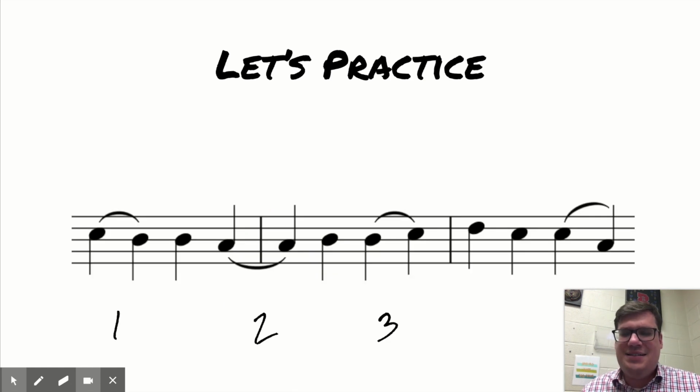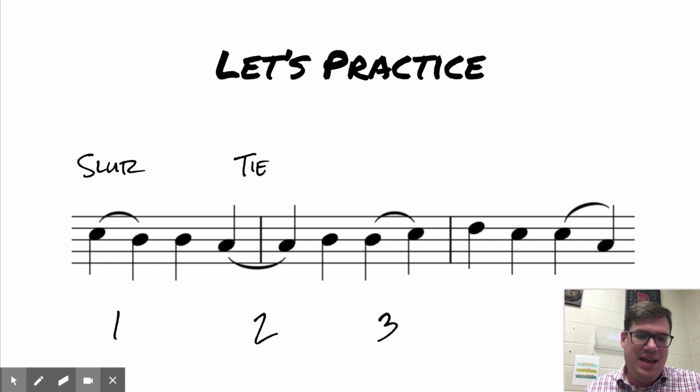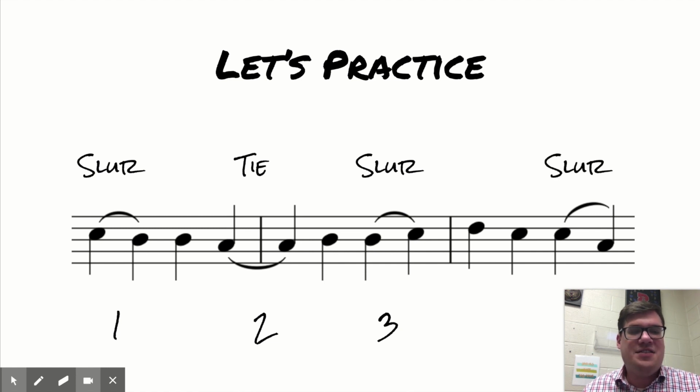So let's practice. Number 1. Yep, that would be a slur. Number 2. That's it. That's a tie. Now, chances are this is probably going to be the way that you're going to see a tie most of the time. It's because a note needs to be longer, but we've run out of counts in a measure. And so the tie makes the note longer into the next measure. Number 3. Yep, it's a slur. And number 4 is a slur as well.